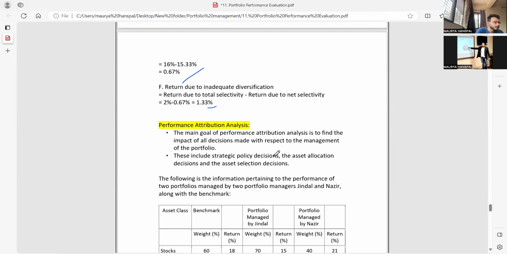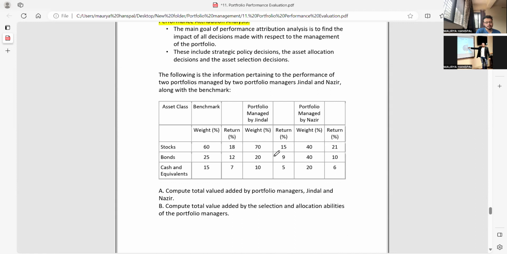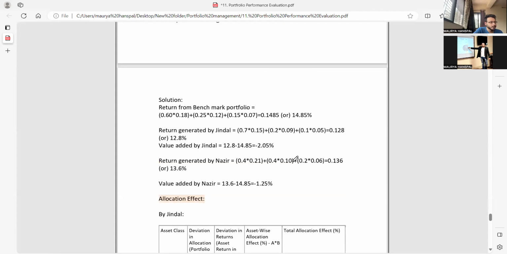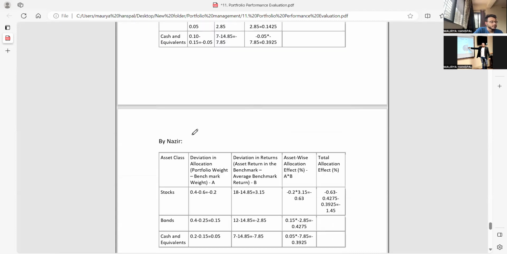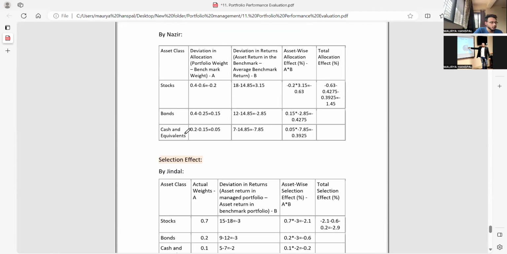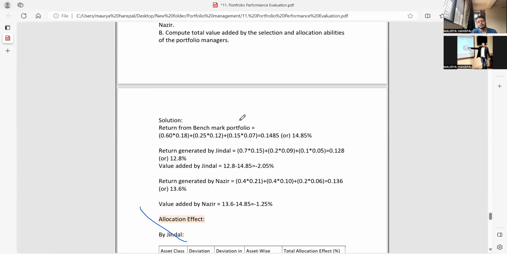Whenever we talk about portfolio attribution analysis, the alpha, the return that the portfolio manager generates, is due to three effects. One is the asset allocation effect. Second is the security selection effect. And third is the interaction effect. So in three ways he tries to generate the return. Three things we need to understand: the allocation effect, the selection effect, and the interaction effect.